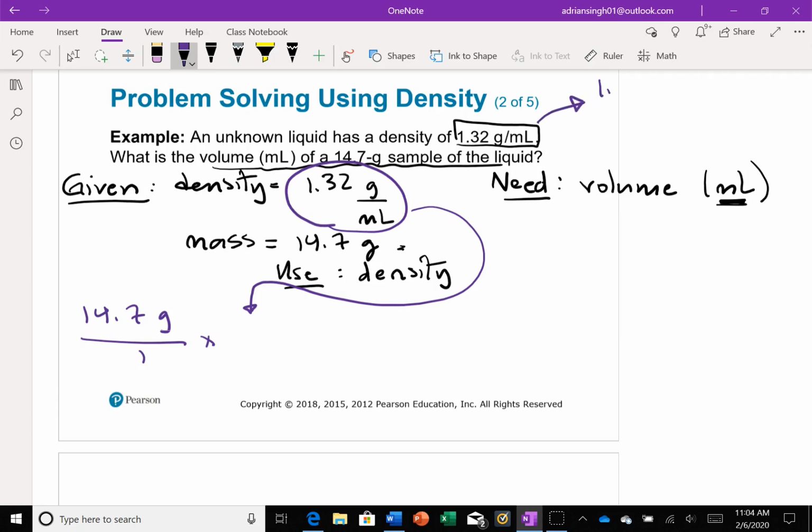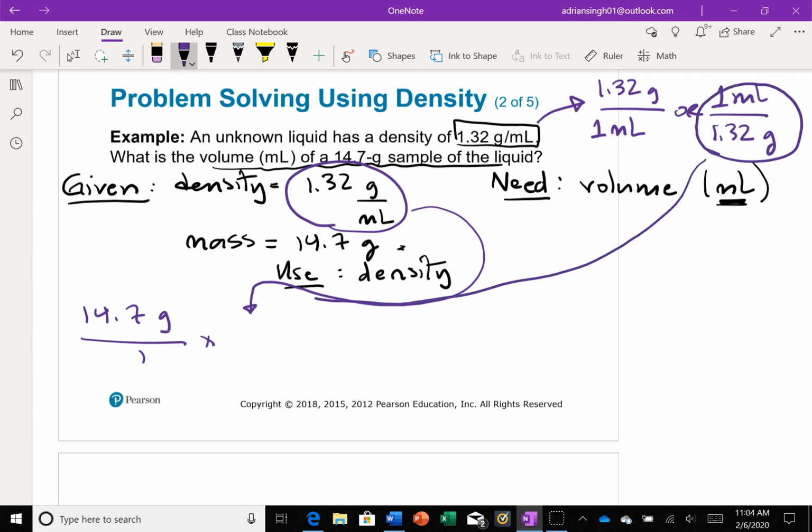So this here is the same thing as saying 1.32 grams per mil, or we can flip it and say 1 mil for every 1.32 grams, right? So that's the same exact thing we did with all the other conversion factors, whether it was metric or otherwise. Our units are going to guide us, and tell us to use this one as our conversion factor so that the grams underneath can cancel out. And we end up with milliliters as our unit.